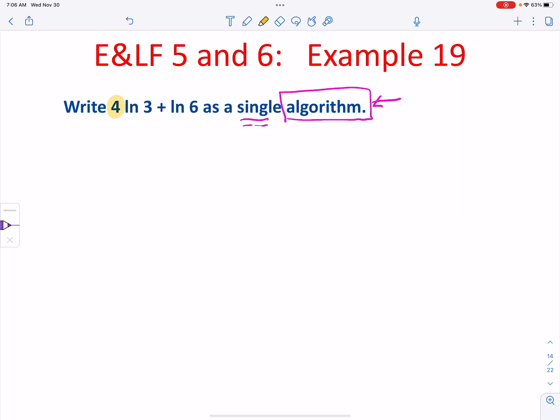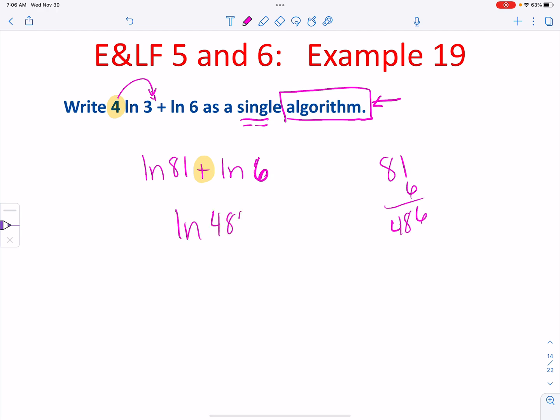The first thing I have to deal with, though, is the 4, and that comes in as an exponent. 3 to the 4th is 81. And then an ln is a log, so it has the same log rules. It just has a special base. So if you're adding, wouldn't you multiply? 81 times 6, 486. So this would be the ln of 486. I wrote it as one logarithm.